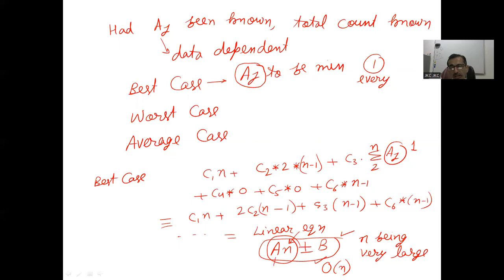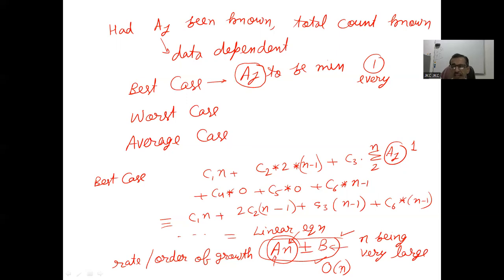We will not represent A, we will not represent B, because we are more willing to know the rate or order of growth. So analysis primarily focuses on knowing the growth order or rate of growth, and the rate of growth is dependent in a linear way on n. That is what we conclude in this case.